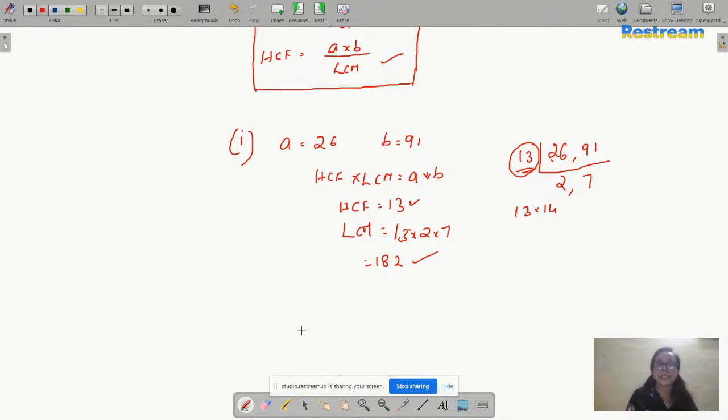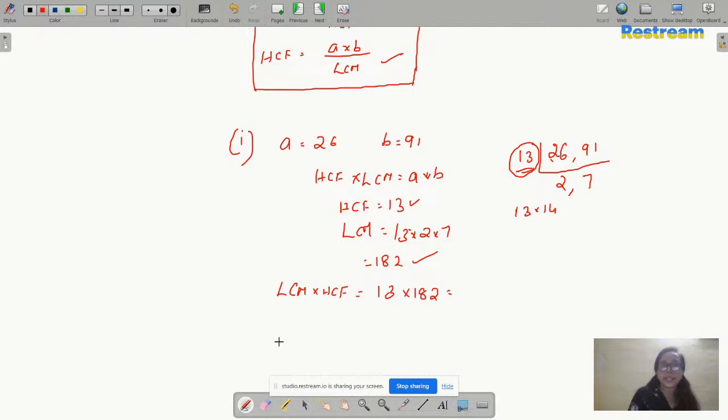Then the next one. Now tell me the left hand side, LCM into HCF. LCM into HCF is equal to left hand side, LHS, which is equal to 13 into 182. Okay. Multiply and write the answer. Give me in the chat box. What is 13 into 182?